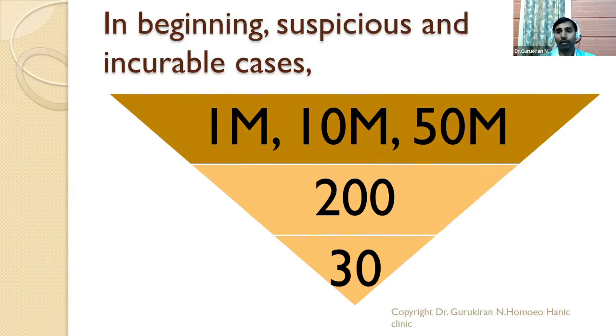After the next consultations, if we get some clear picture of the disease condition, then we may change the potency to 200, then 1M, 10M and 50M according to the prescriber's confidence.